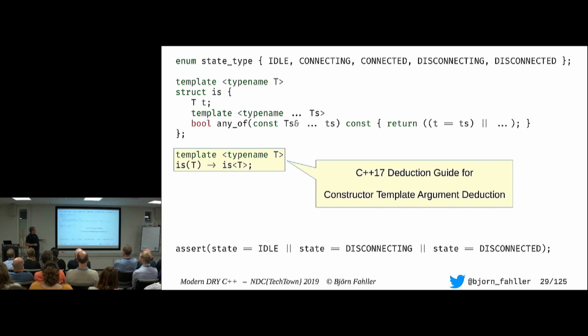If you're not familiar with this, it is a deduction guide. In C++17 there is this thing called constructor template argument deduction. It's often referred to as CTAD. It's sort of a generalization of how template parameters are inferred from function template calls. But in this case, it's for constructors. So if I'm calling is with 3, the compiler sees that 3 is an int. Therefore, I assume that you want to construct an is of int. And the deduction guide is here to help it. There are situations where the compiler can figure this out itself. But this syntax here, template typename T, is function call T, arrow is angle brackets T, is a deduction guide that helps the compiler to say that if you see an is instantiated with a T, assume that it is an is of T that we want.